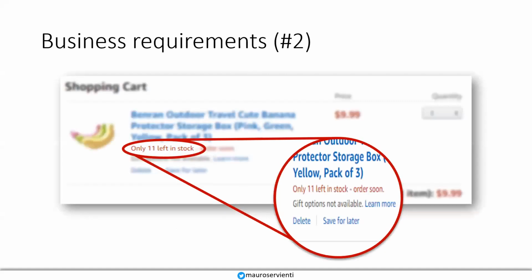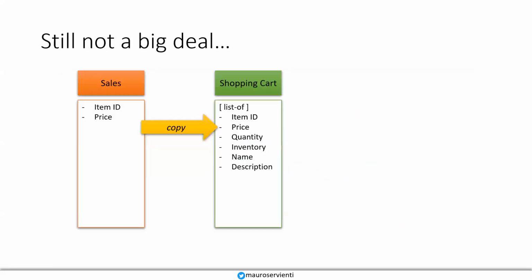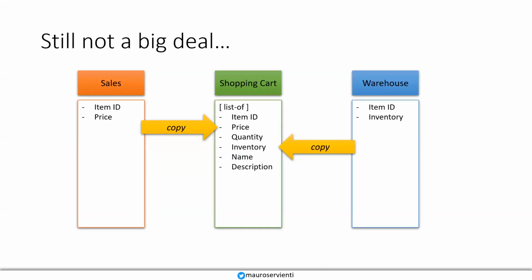So the business comes again and says, look, for psychological reasons, we want to tell users how many items are left in stock for that specific item in their shopping cart, so that if we are low on stock, the inventory quantity is low, it should try to convince them to buy it instead of leaving that in the shopping cart for too much time. And it's not a big deal. So we can basically do the same thing. Probably the quantity is owned by the inventory, is owned by a warehouse.